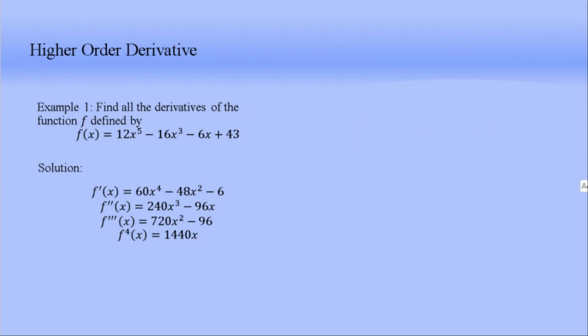And then we can still find the derivative of this derived function. The derivative of 1440x is just going to be a constant, 1440. And again, we can still find the derivative of this constant using the constant rule of differentiation, which is just going to be 0. And so the n is greater than or equal to 6.